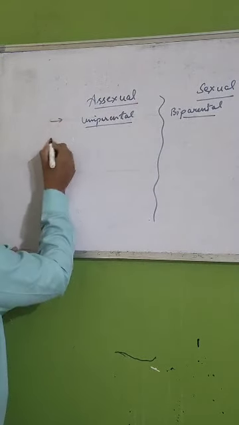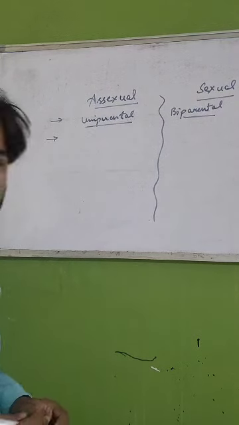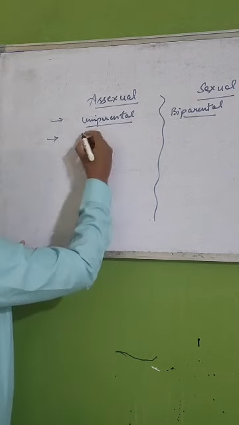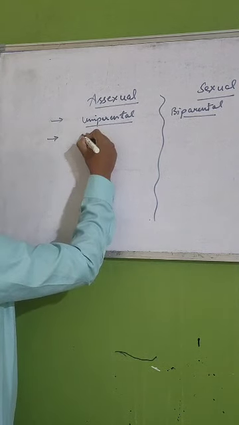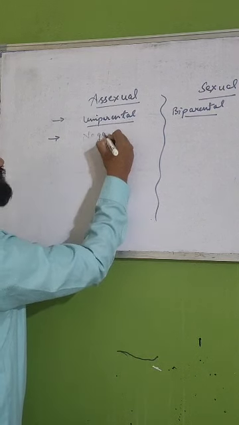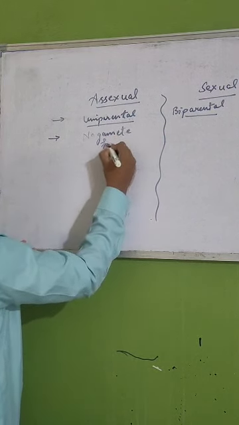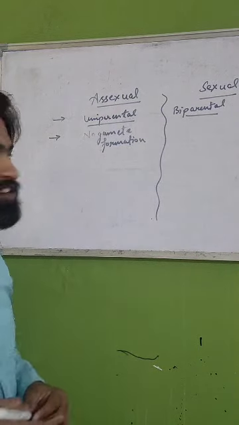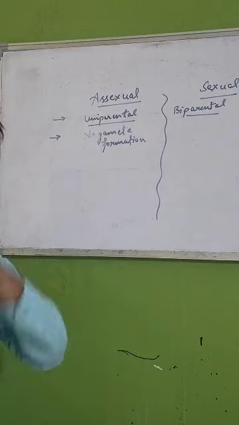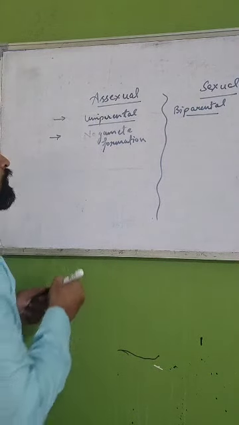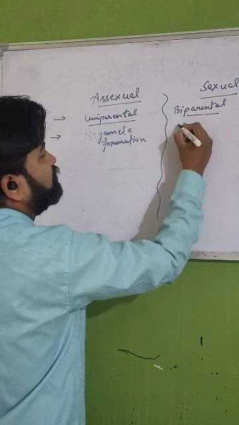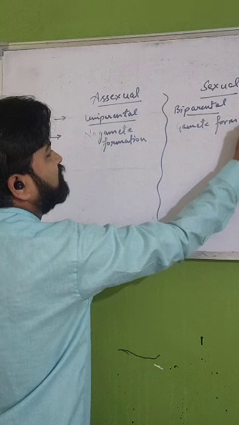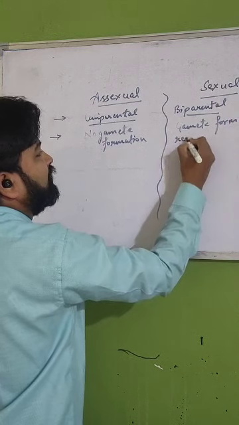If we talk about asexual reproduction, it does not involve gamete formation. That means no gamete formation is required. Since a single parent alone can reproduce, there is no need for gamete formation because fusion does not take place. But in case of sexual reproduction, gamete formation is required.